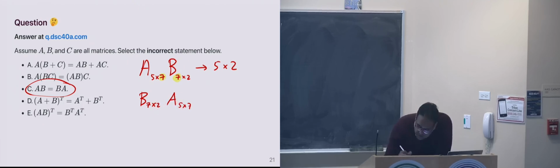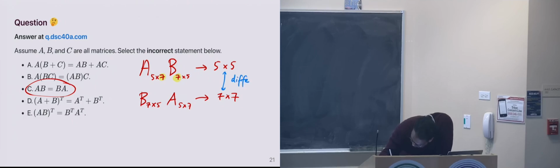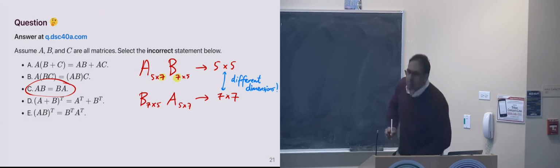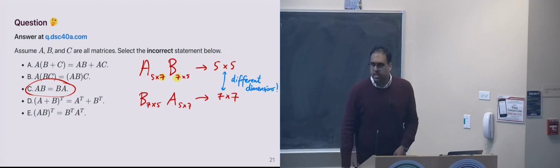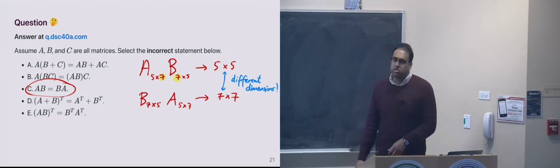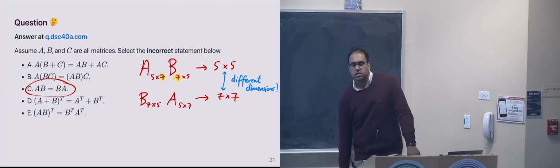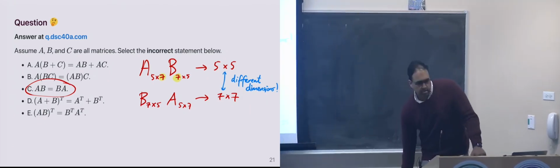Okay? But let's suppose I choose a number of columns for B such that I could do the multiplication. If B is 7 by 5, well then A times B will be 5 by 5. But B times A wouldn't be 5 by 5, it would be 7 by 7, which is different. So A times B can't in general be equal to B times A because they don't even have the same dimensions, even when you can calculate them both. Sound okay? All right.